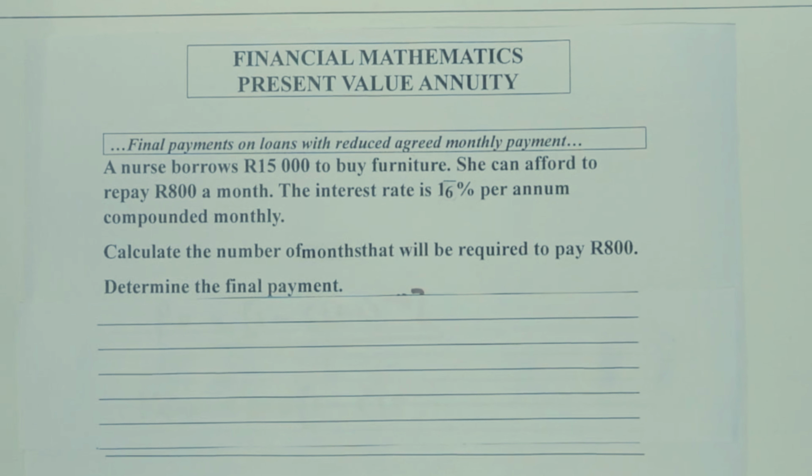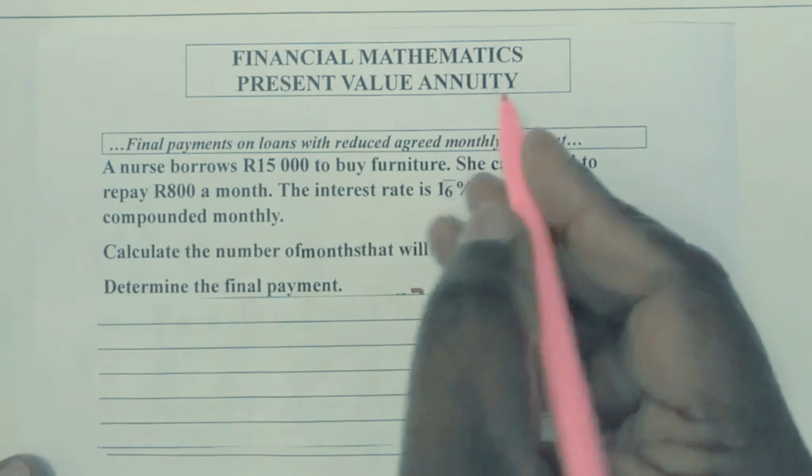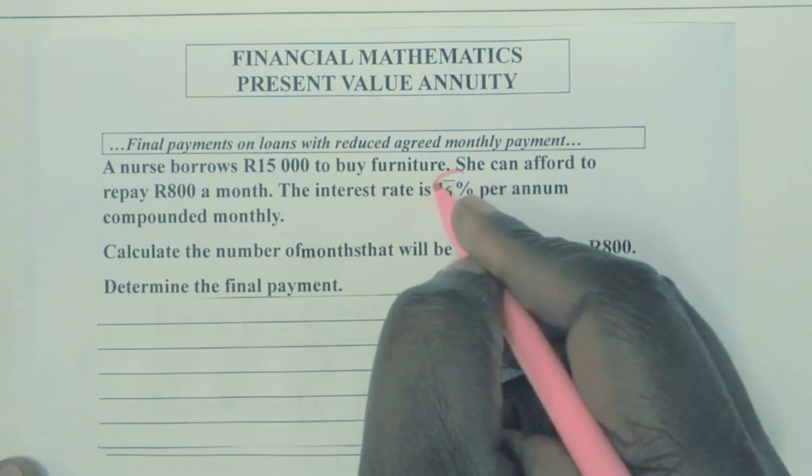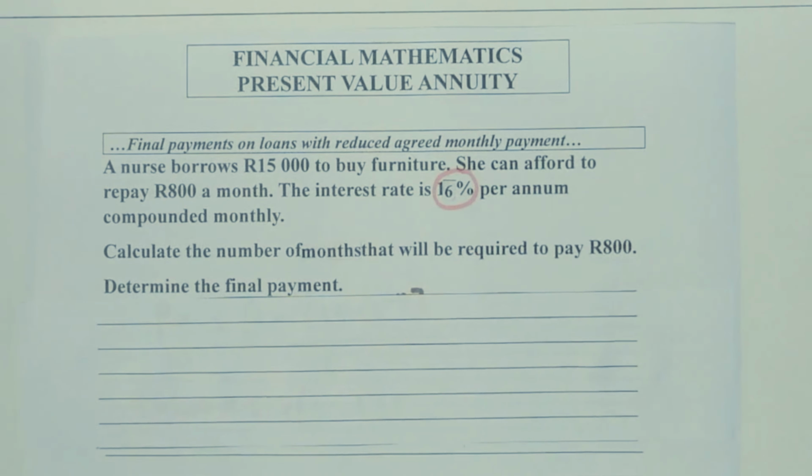A nurse borrows 15,000 Rand to buy furniture. She can afford to repay 800 Rand a month. The interest rate is pegged at 16% per annum compounded monthly. Calculate the number of months that she will be required to pay 800 Rand.